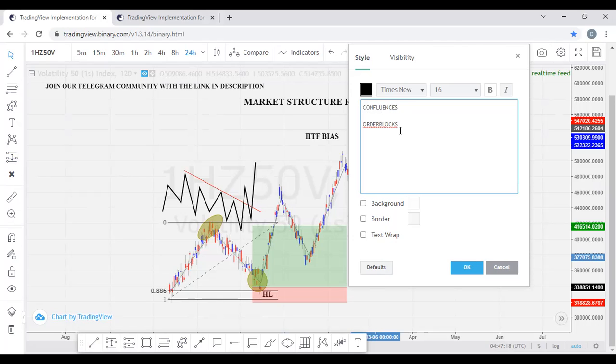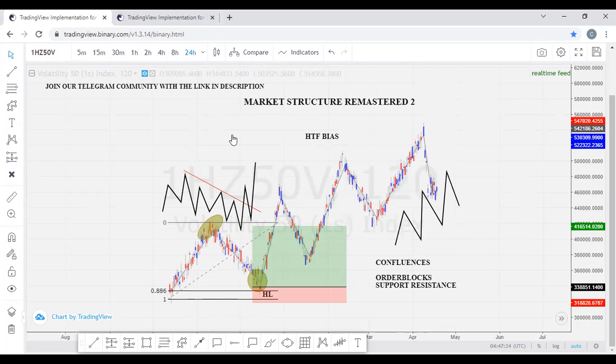You should be looking out for support and resistance zones. I know many people have issues with this, but it's still part of it. So that's another confluence you should be looking out for, right? You should be looking out for your support or your resistance.